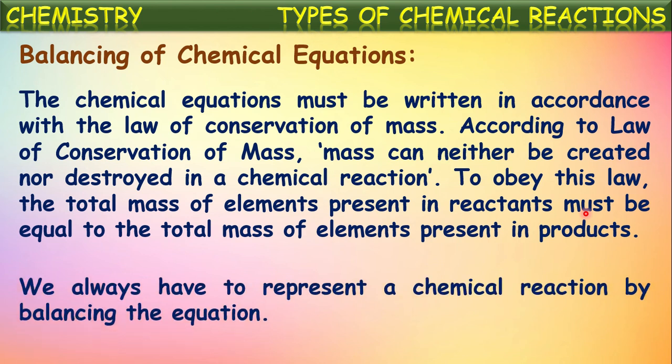We always have to represent a chemical reaction by balancing the equation. Yes, as we said, to understand the quantitative relation between the chemical substances in a reaction, we always represent a chemical equation with a balanced chemical equation only. We have to represent the chemical reactions with balanced chemical equations only. Then only you can understand the complete and accurate quantitative relation between the substances.